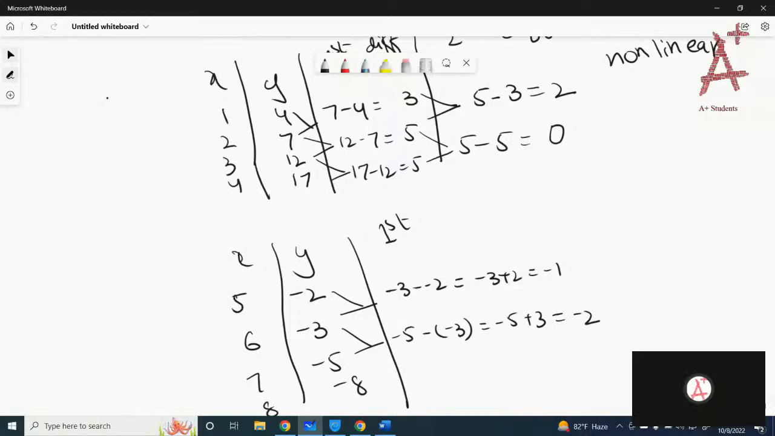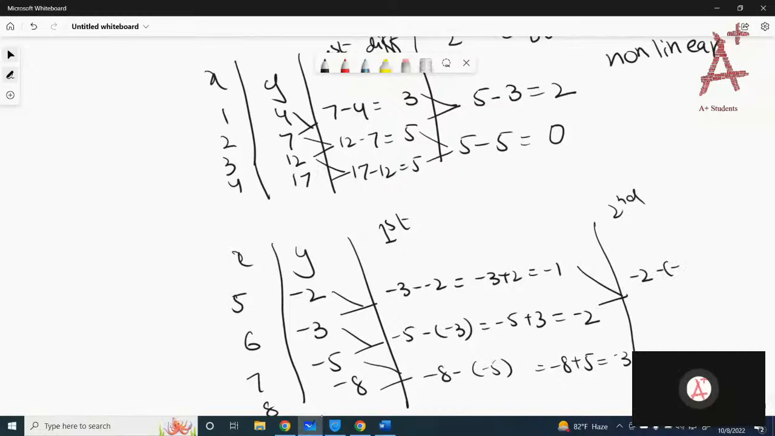It is negative 2. Now negative 8 minus negative 5 is negative 8 plus 5. It is negative 3. Got it? So the first differences are not the same. Just calculate the second differences. Negative 2 minus negative 1 equals negative 2 plus 1, and it is negative 1.